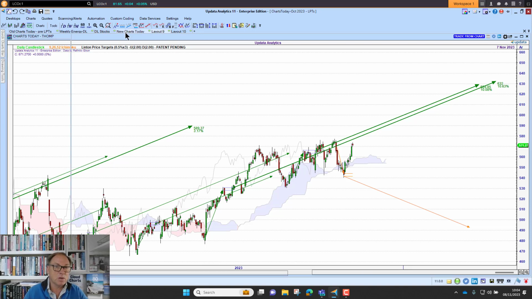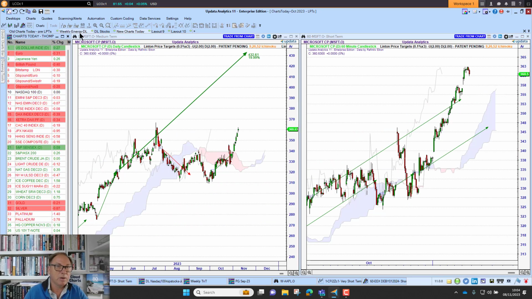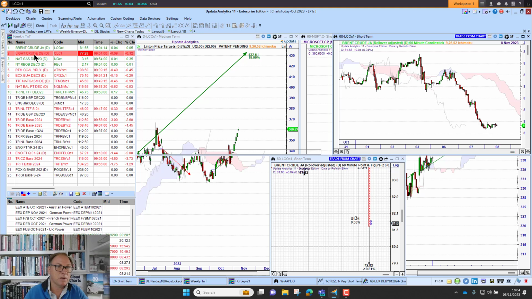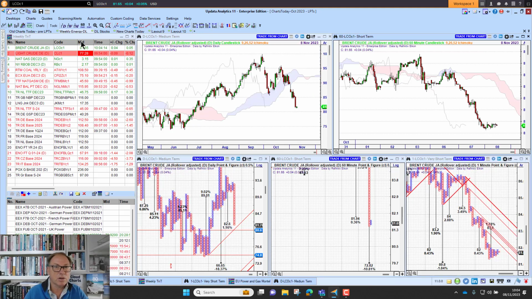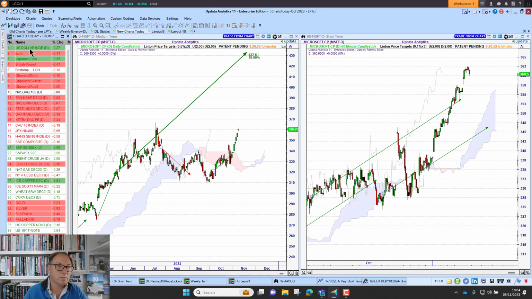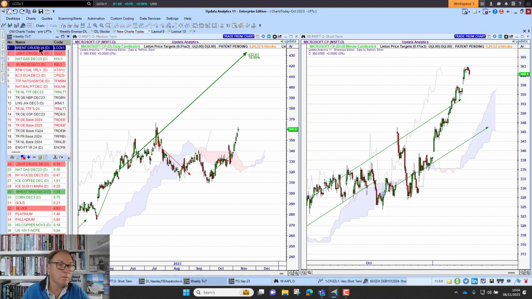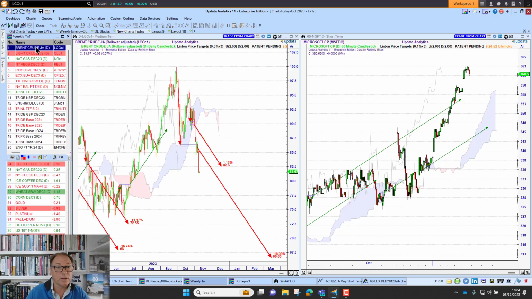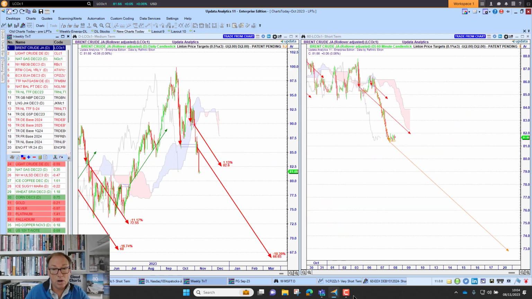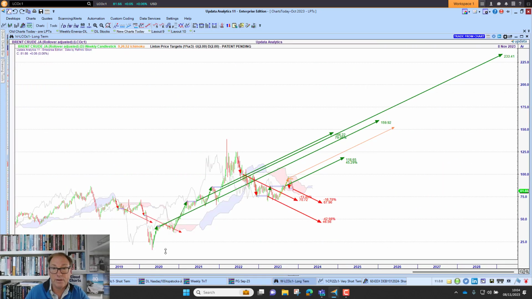Now back to the energy mix. We'll take a quick look here. So we start by looking at Brent Crude. Here we go to Brent Crude on the energy mix. So first of all, we've got the Brent targets. Strong upside for Brent in the long run. Really big, strong targets. Waiting for this one to be activated.